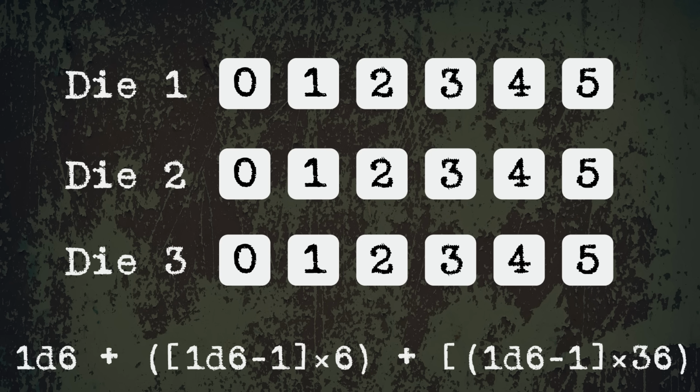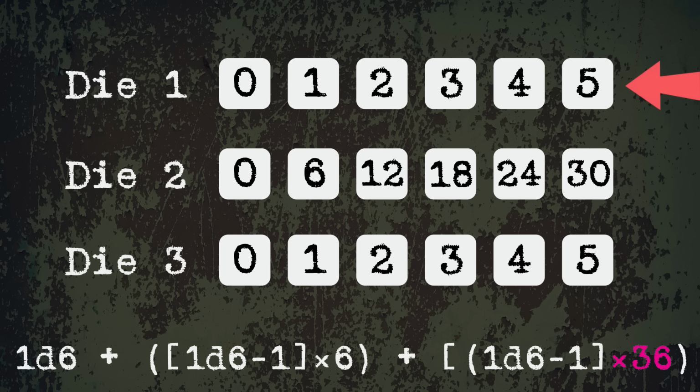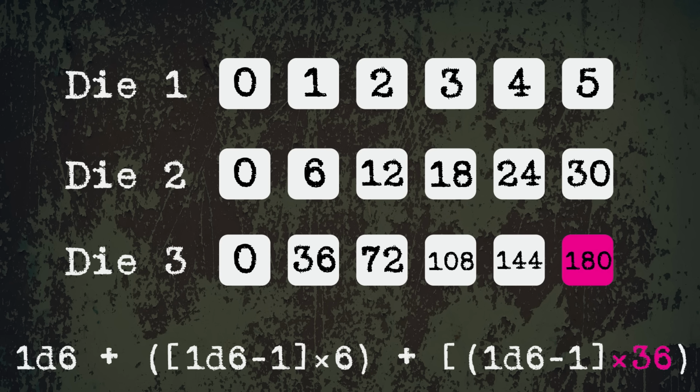Then the next step in the formula, we must multiply the values on the second die by 6, which, as explained previously, is the number of total outcomes of the first die. So with those adjustments, the second die now returns results of 0, 6, 12, 18, 24, and 30. Then for the third die, once again, we multiply those values by the number of outcomes of all the previous dice, and 6 times 6 is 36. So 0, 36, 72, 108, 144, and 180.